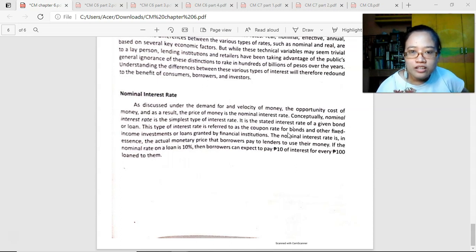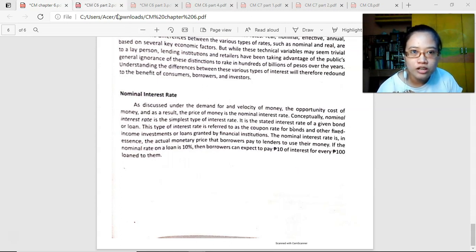Okay? Alright, continuing on. The nominal interest rate is, in essence, the actual monetary price that borrowers pay to lenders to use their money. If the nominal rate on the loan is 10%, the borrowers can expect to pay 10 pesos of interest for every 100 pesos loaned to them. Okay?